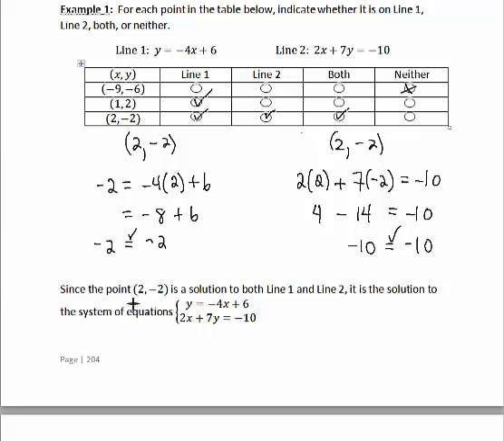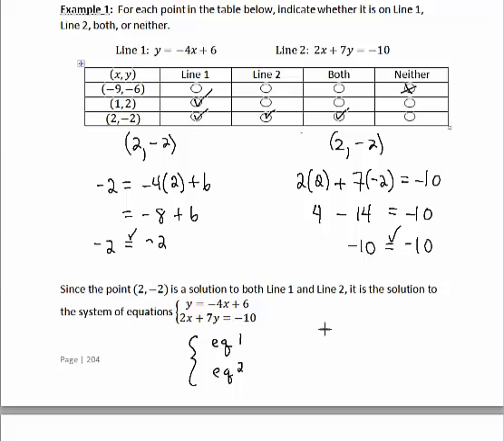Alright. Since this ordered pair is the solution to both line 1 and 2, it is the solution to the system of equations. And this is the way you typically see a system written. Okay, we have a large bracket, and then we have equation 1 and then equation 2.